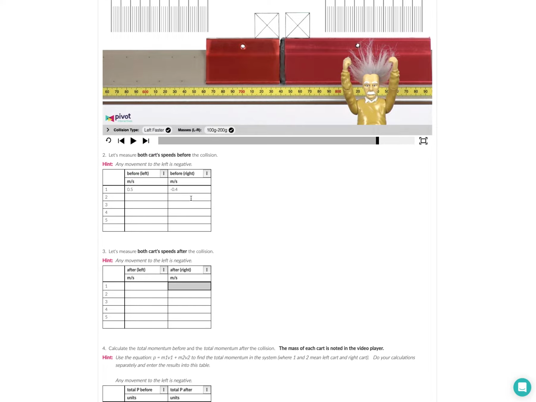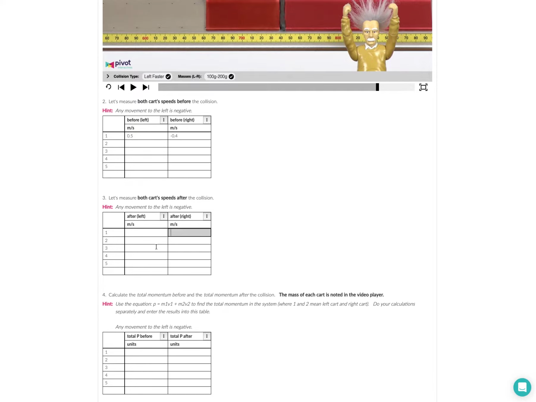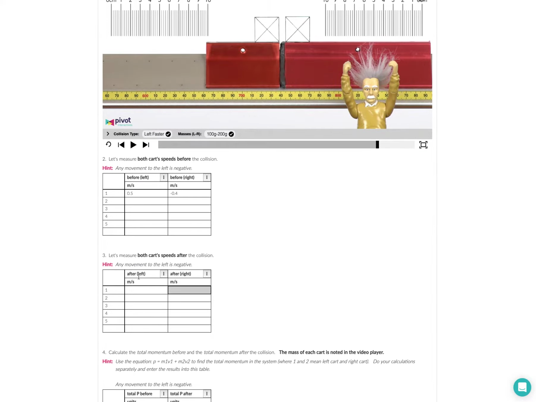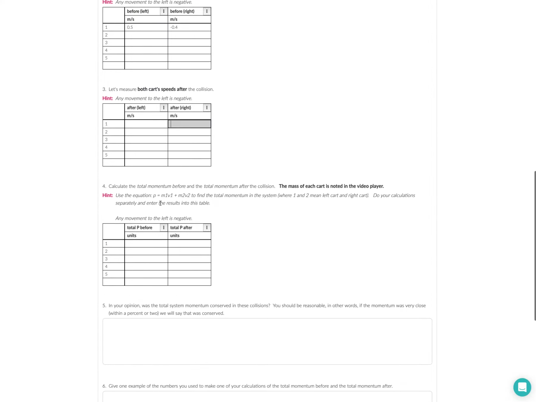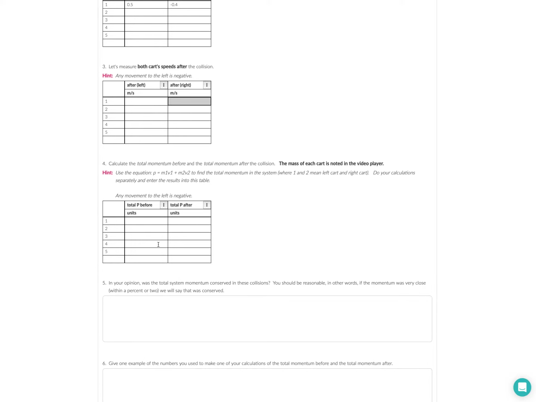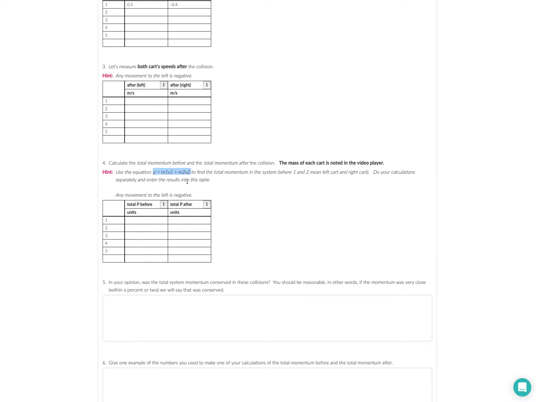So essentially, this top table is for the speeds of the individual carts before. This middle table is the speeds of the individual carts after, although we know that they come together, you can still treat them as two carts. And finally, this bottom table is the momentum calculation. As you might remember from class, momentum is mass times velocity, and we are calculating the total momentum in the system. So you're going to be adding the mass-velocity product for each cart, adding it up, and putting that result in the before and after columns.